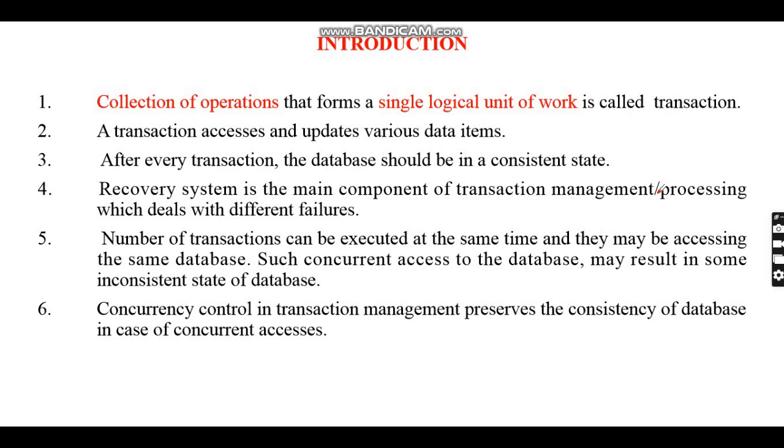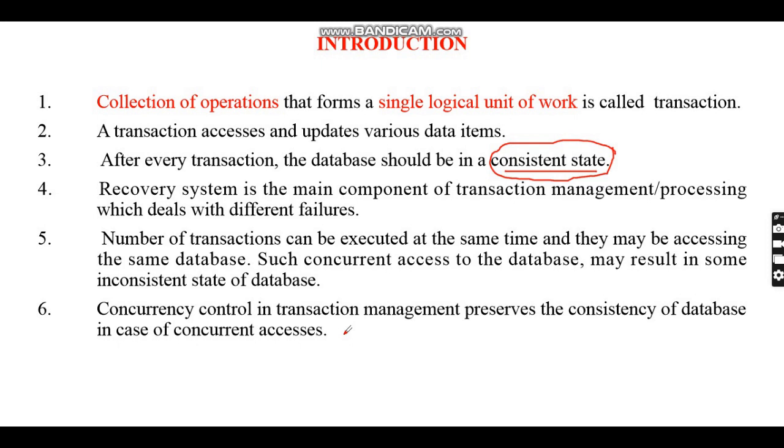Next, a collection of operations that forms a single logical unit of work is called a transaction. A transaction accesses and updates various data items. After every transaction, the database should be in a consistent state, okay? After every transaction, the important thing is that the database must be in a consistent state. Okay. Recovery system is the main component of transaction management or processing which deals with different failures. Okay. A number of transactions can be executed at the same time and they may be accessing the same database. Such concurrent access to the database may result in some inconsistent state of the database. Concurrency control in transaction management preserves the consistency of the database in case of concurrent access. Okay, this is the simple introduction of the transaction.